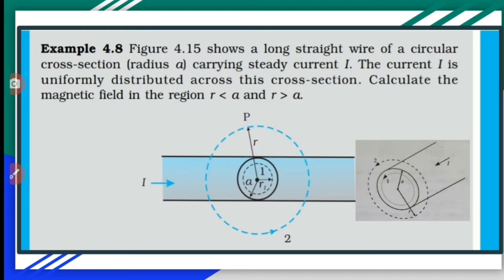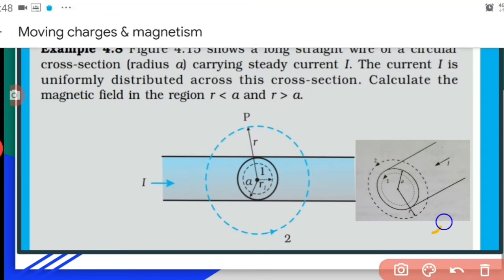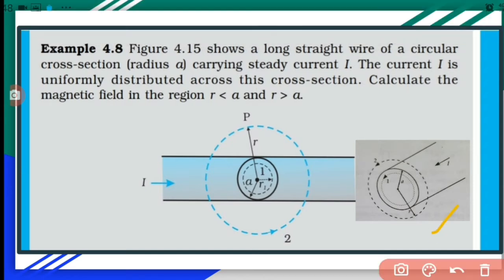There is a diagram drawn in the question, but actually that question is wrong. Actually the cross-sectional area should be shown. So I have shown that correct diagram here. This is how it should be shown. The cross-section should be shown like this.